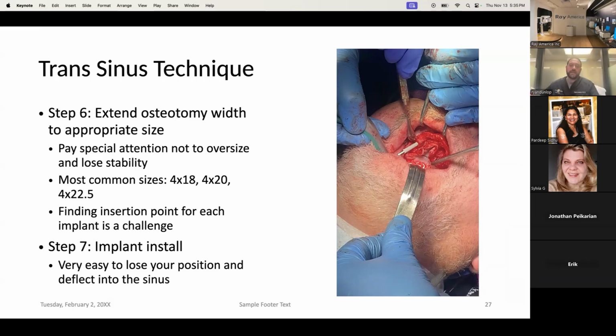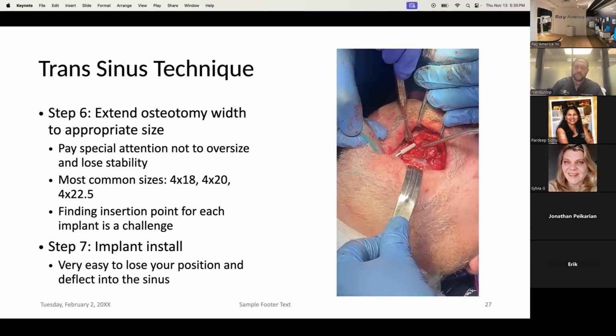Then I go back and I take my subsequently larger osteotomies and I make the osteotomy wider and wider, always under preparing these, right? So I want to have high insertion torque, so I don't want to over prepare these osteotomies. Like I mentioned, these are usually longer implants, as you can see here.